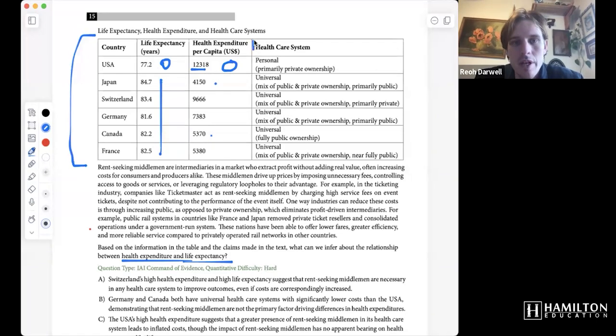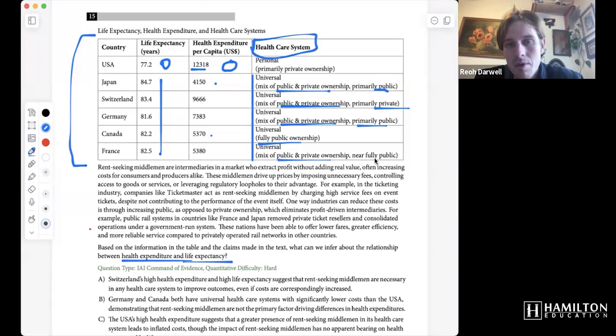Now we also see over here a healthcare system, right, which shows that all of these other countries have some form of universal healthcare system, meaning everyone gets it. And then we also see what kind of ownership there is, right? So public and private ownership, primarily public, public and private ownership, primarily private, public and private ownership, primarily public, full public ownership, and nearly fully public, as opposed to nearly fully private, like we see in the United States.